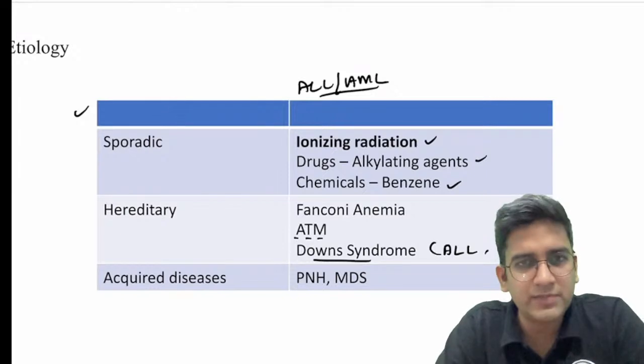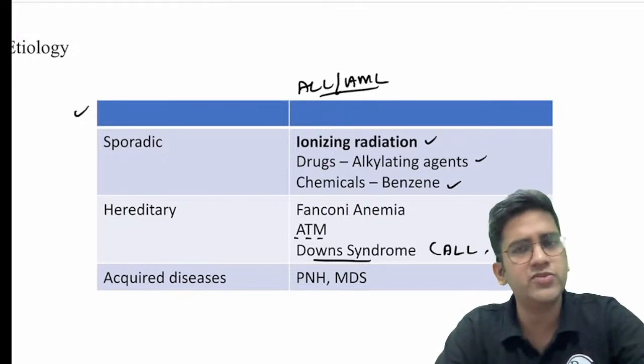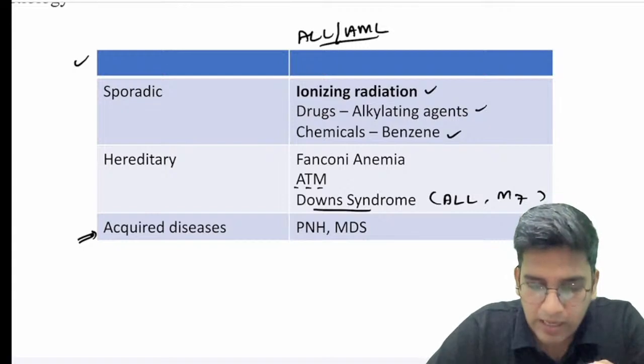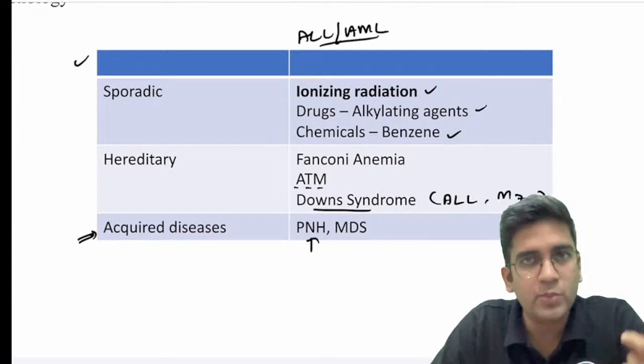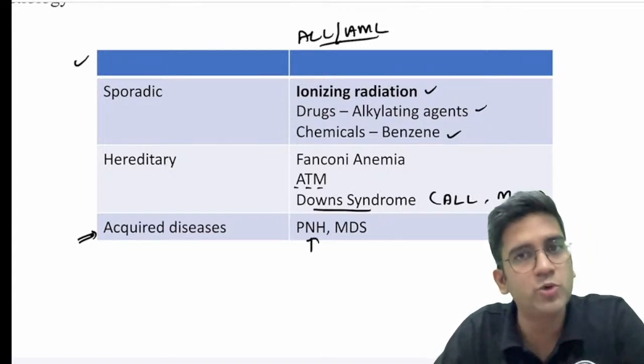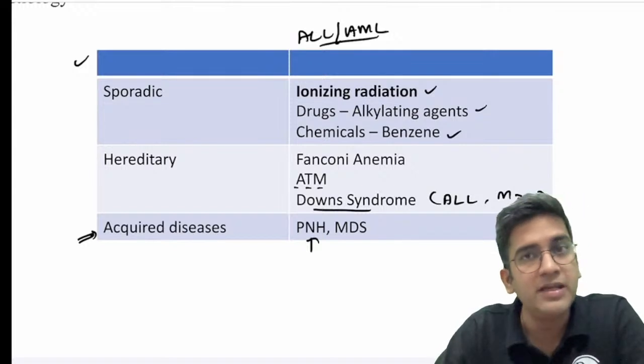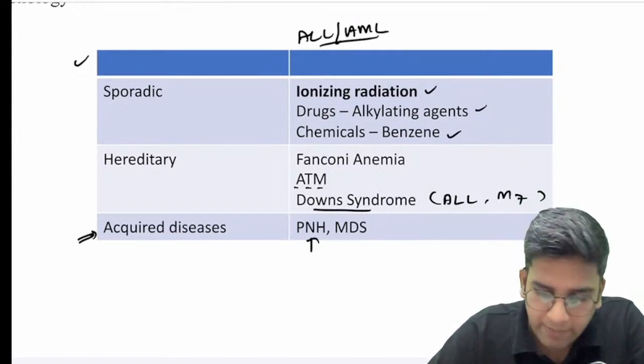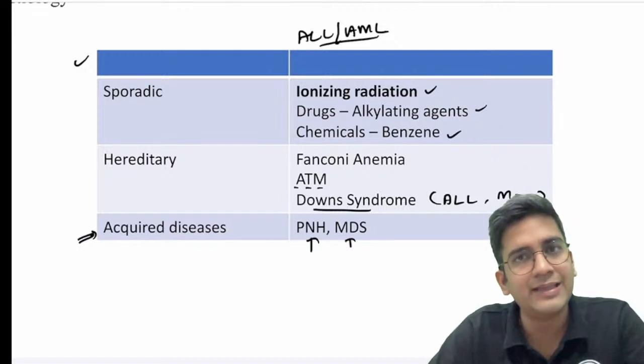I'll add one more random syndrome for AML also, but there's a common etiology for both ALL and AML. When I talk about acquired disorders, paroxysmal nocturnal hemoglobinuria, which is a stem cell mutation. If a stem cell is mutated, there's definitely a chance there can be a leukemia risk. Most likely AML, but there can be a leukemia risk, right? MDS, myelodysplastic syndrome, again, there could be a leukemia risk.